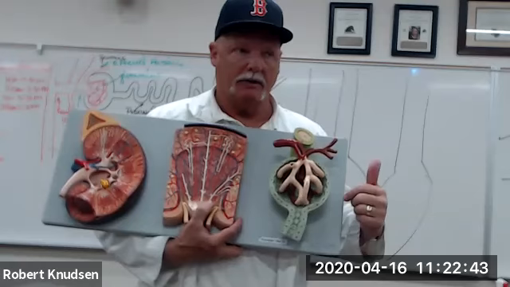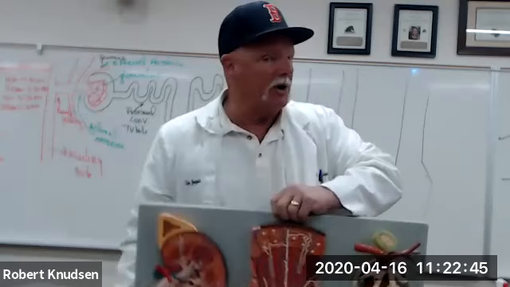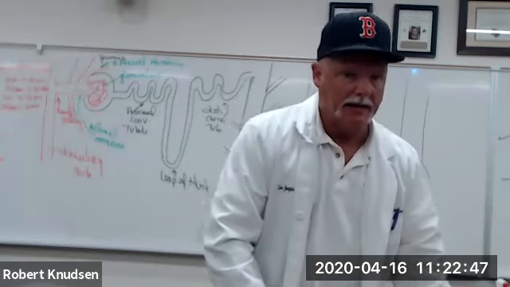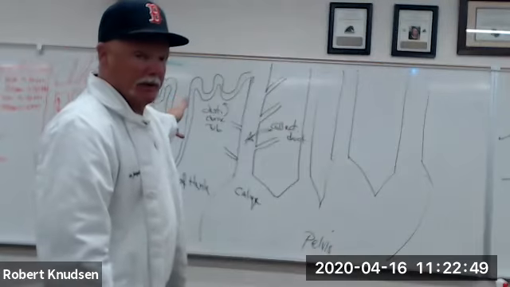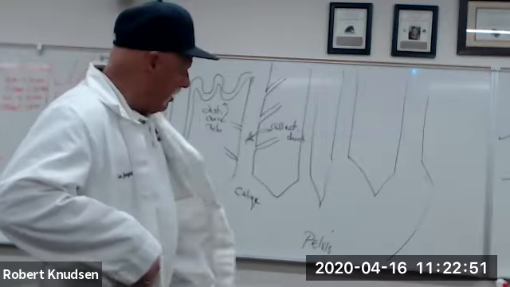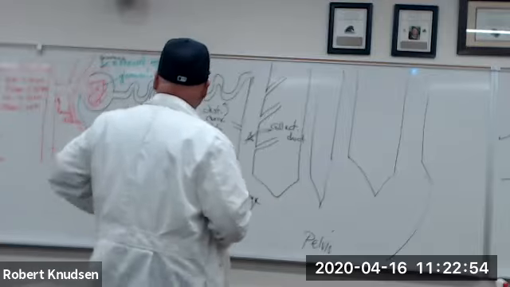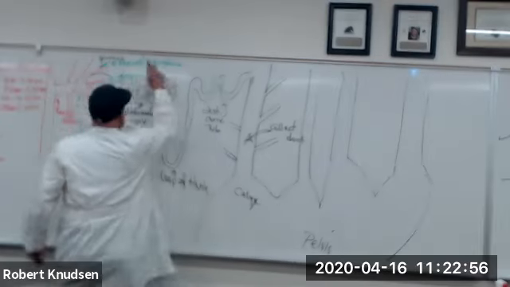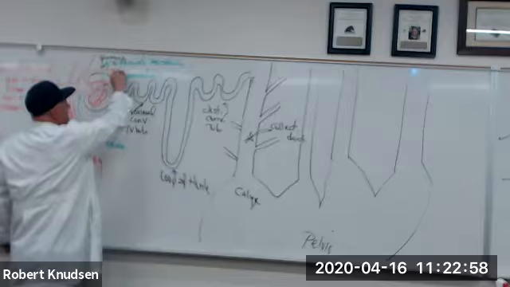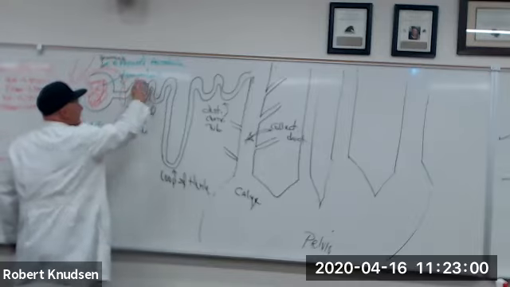Do you understand? But remember, ultimately, it's got to go back to where? Blood. Do you see any blood up here? No. So let's draw in some blood. Remember this efferent arteriole right here? Well, let's take it and wrap it around the tubule.